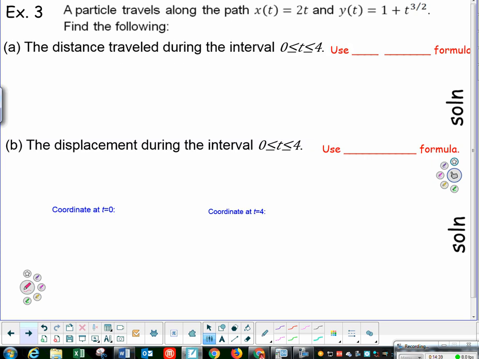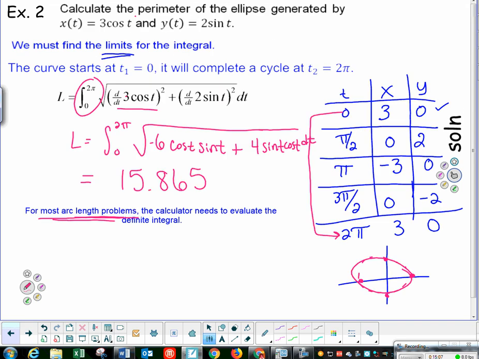Example number 3: a particle travels along the path described parametrically by x of t equals 2t and y of t equals 1 plus t to the 3 halves. Find the following. First off, they want the distance traveled. Distance traveled along that parametric curve is synonymous with arc length. I'm not sure if I mentioned that when they said perimeter. I guess I automatically interpreted that as arc length as well, right? So the distance around, that'll be an arc length in parametric terms.